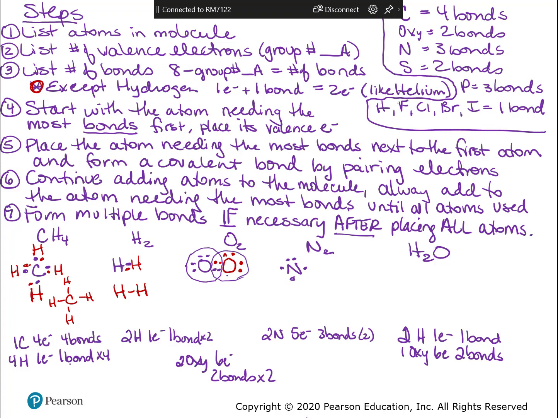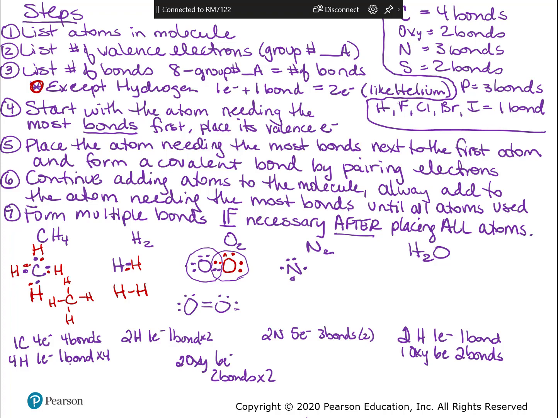So now when I draw this, I would put O double dash O, and I keep those non-bonding electrons because those non-bonding electrons end up having an effect later, okay? But those dashes, every dash represents a pair. So then this one.